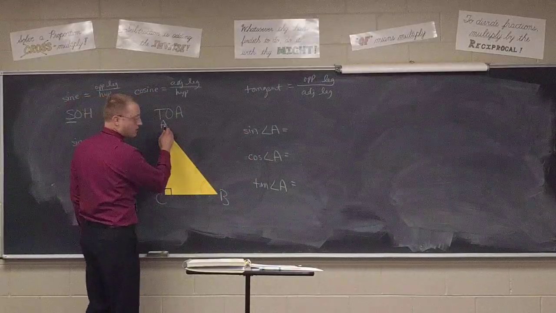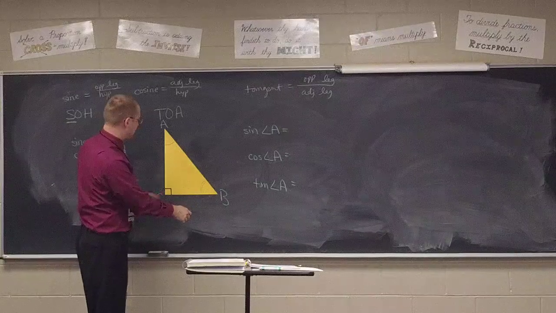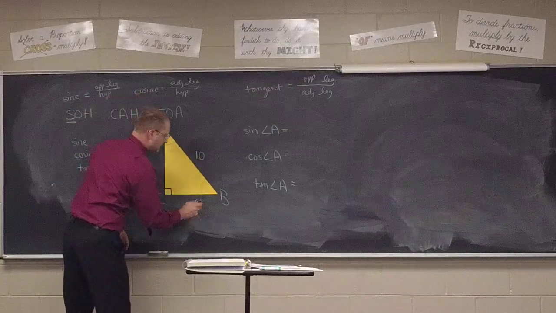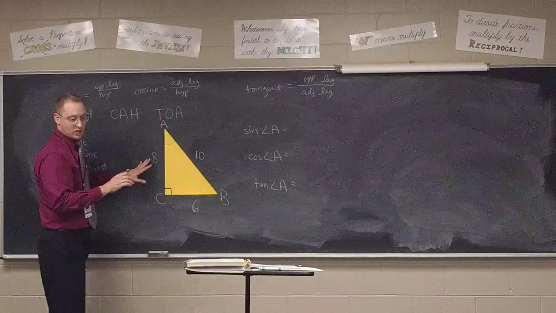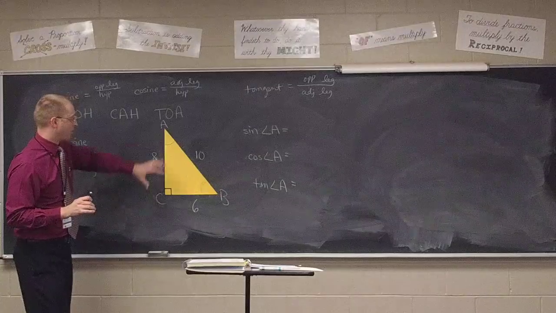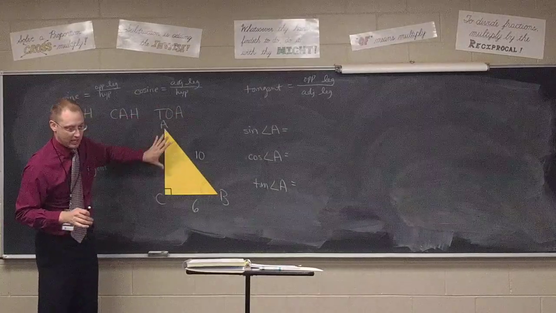Let's suppose I knew that this side here was, let's just say 10 units. Let's suppose this side was 6 units and this side was 8 units. You actually see that little pink triangle there in your textbook, though I've got it standing up instead of laying flat.